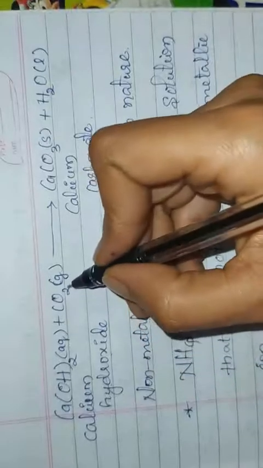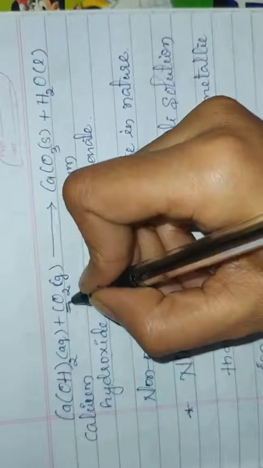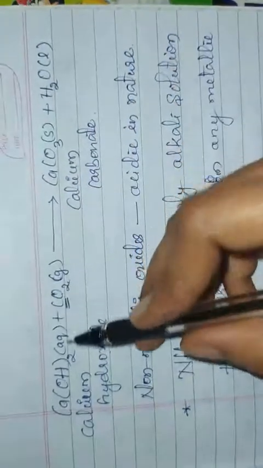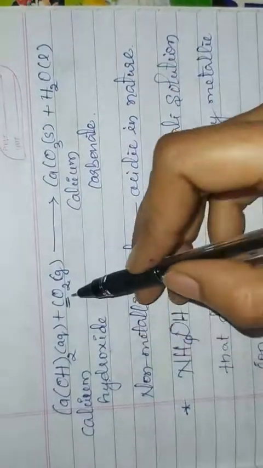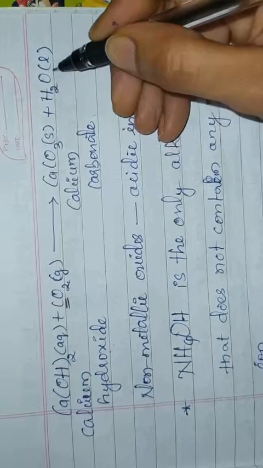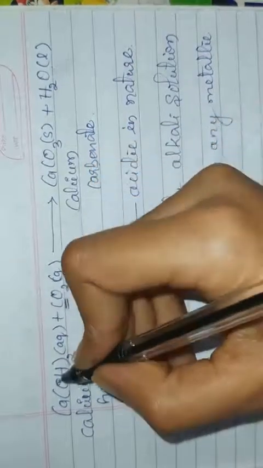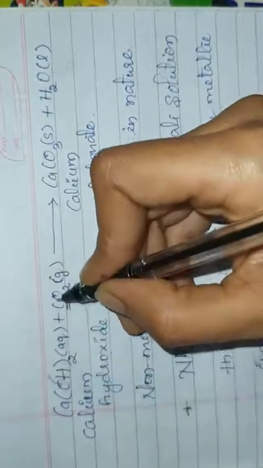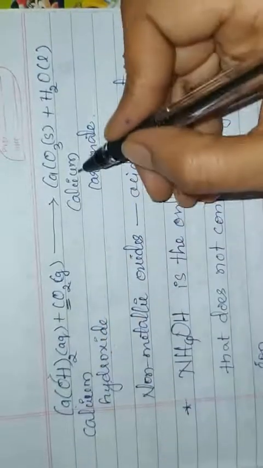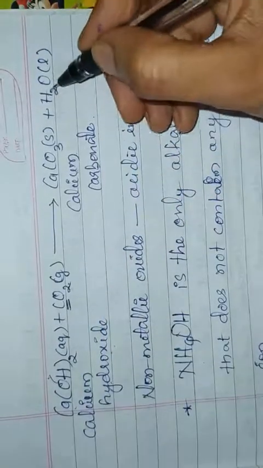Let us see an example for this kind of reaction. Calcium hydroxide is the base, and carbon dioxide is a non-metallic oxide. Carbon is a non-metal, so carbon dioxide is a non-metallic oxide. When this calcium hydroxide base reacts with the non-metallic oxide, it will form calcium carbonate and water. Here one oxygen will combine with this CO and it will form CO3, and this CO3 will combine with calcium. Calcium carbonate is formed along with formation of water.